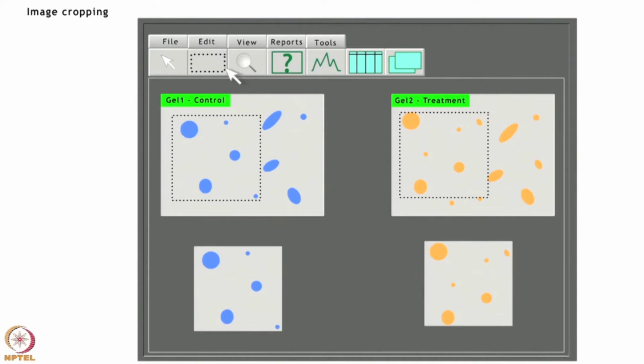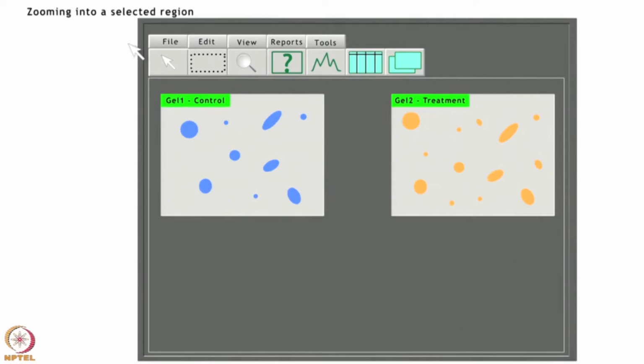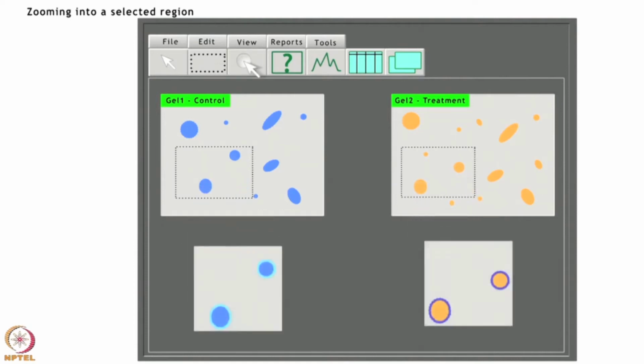Cropping gels helps in selection of regions with high spot density or in trimming of regions with high background staining but no spots. Specific selected regions of the gel can be zoomed into for viewing the spots more closely and for comparison of spots between two gels. This is particularly useful for gels having a large number of spots.